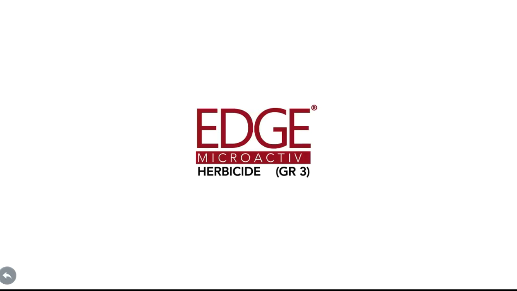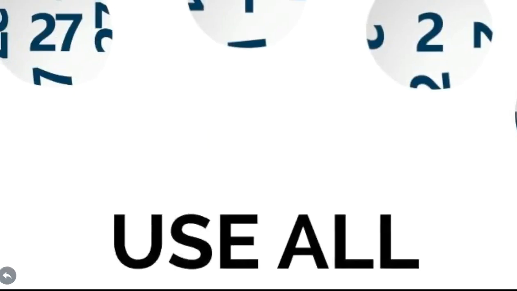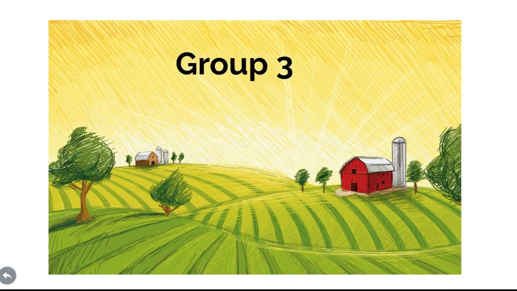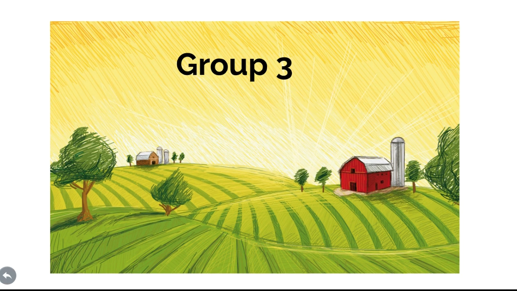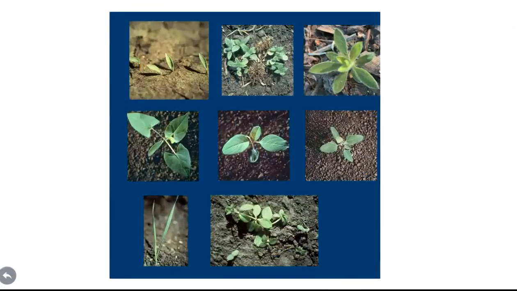Welcome to our brief video overview of Edge MicroActiv. Are you using at least some Group 3 on your farm this spring? If you are an agronomist or a retailer, are all of your customers using a Group 3 on their farm? A diverse crop rotation and herbicide rotation are required to properly manage herbicide resistance. Edge MicroActiv is the most broad spectrum Group 3 herbicide available and can be used in pulses and oilseeds.